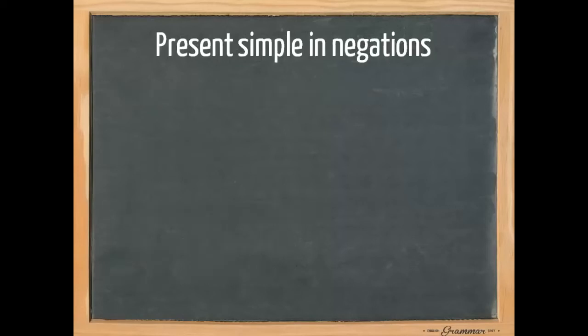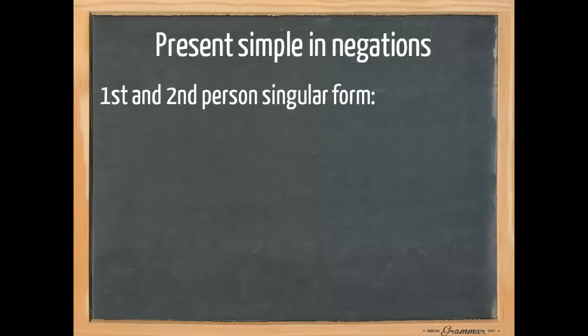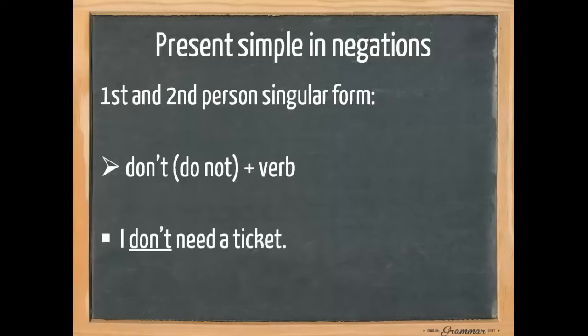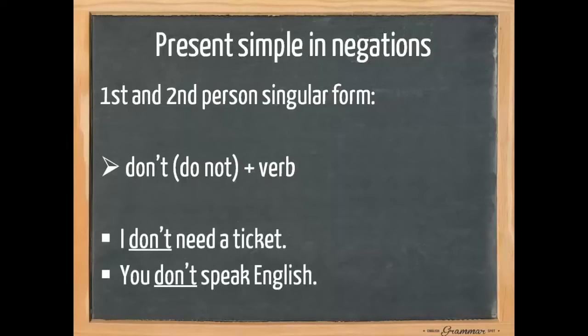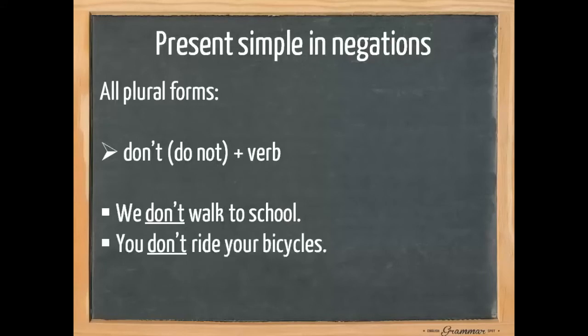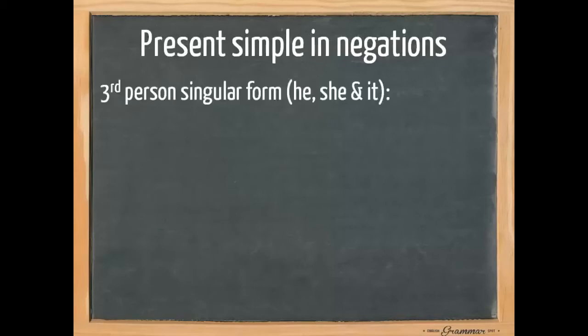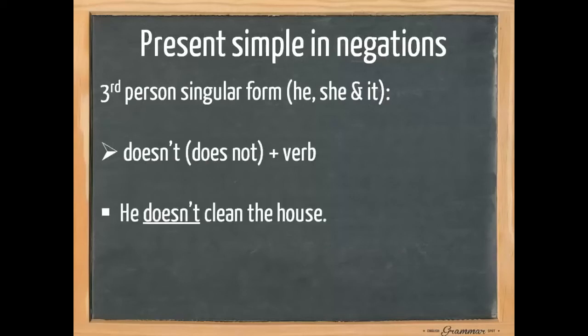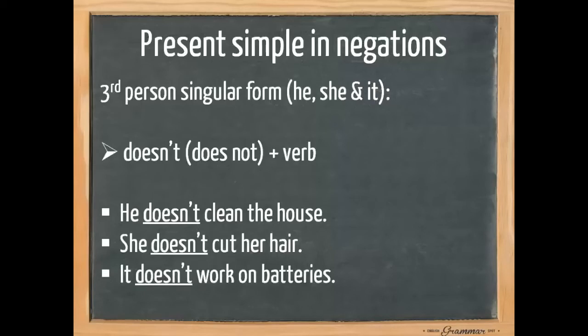Now let's take a look at present simple in negations. For the first and second person singular form, we again use the auxiliary verb do, but we add not to it, so it becomes don't and the infinitive form of the verb. I don't need a ticket. You don't speak English. For all plural forms, we do the same. We don't walk to school. You don't ride your bicycles. They don't listen to the radio. For the third person singular form, again we use does and we add not to it, so it becomes doesn't and the infinitive form of the verb. He doesn't clean the house. She doesn't cut her hair. It doesn't work on batteries.